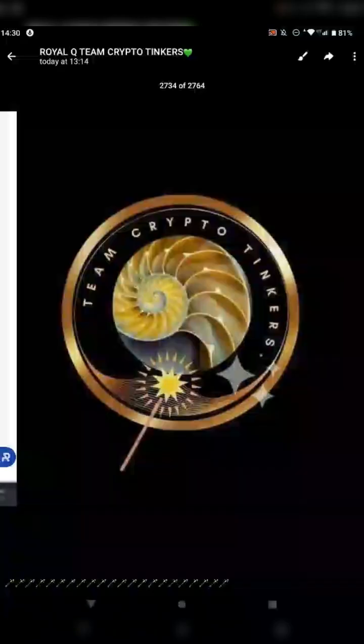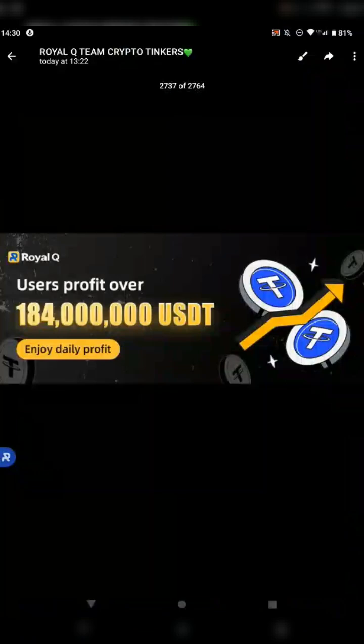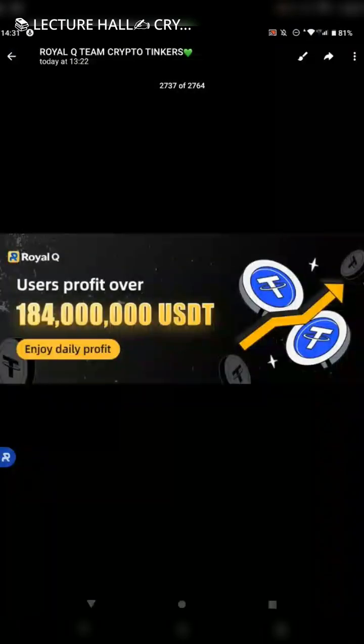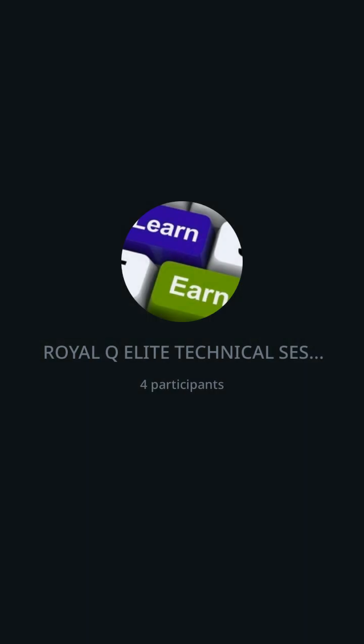You wouldn't want to go through that. You've activated your Royal Q boot and it gets expired. You have teams under you and you get all these restrictions. I saw one person who did not renew his boot after using it.